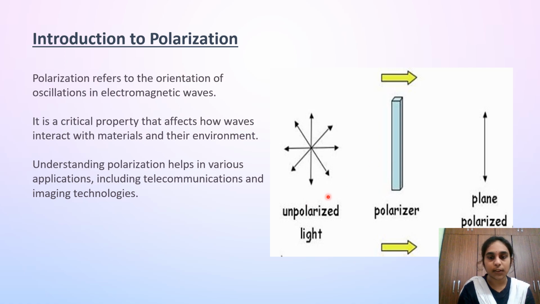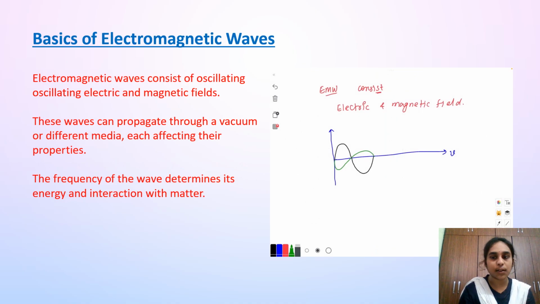Here, when we observe the unpolarized light, when it hits the polarizer, it becomes polarized light. Basics of electromagnetic waves. Electromagnetic waves consist of oscillating electric and magnetic fields. These waves can propagate through a vacuum or different media, each affecting their properties. The frequency of the wave determines its energy and interaction with matter.